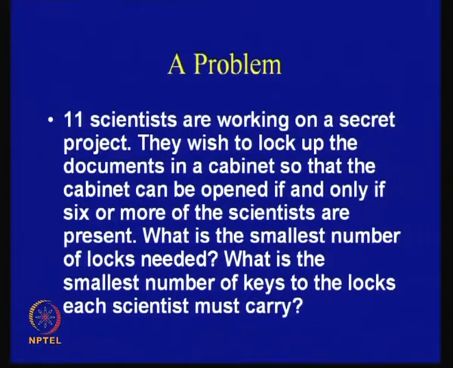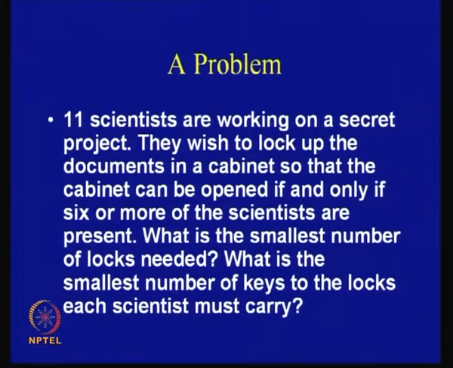The questions that arise are as follows. What is the smallest number of locks needed? Just think of how we often apply interlocks to our doors; it is a similar kind of problem. The other question is what is the smallest number of keys to the locks each scientist must carry. So, how do we solve this problem?